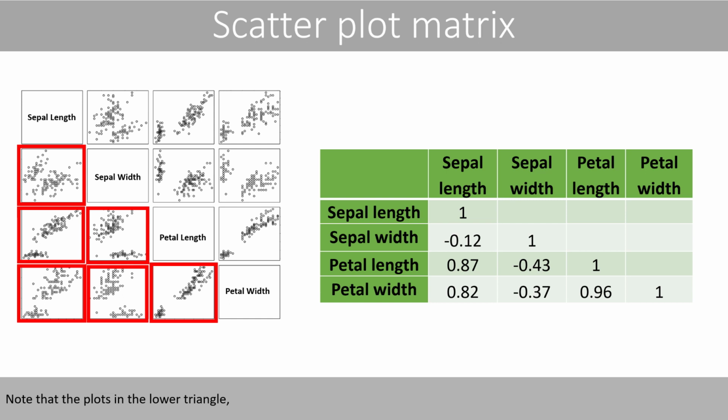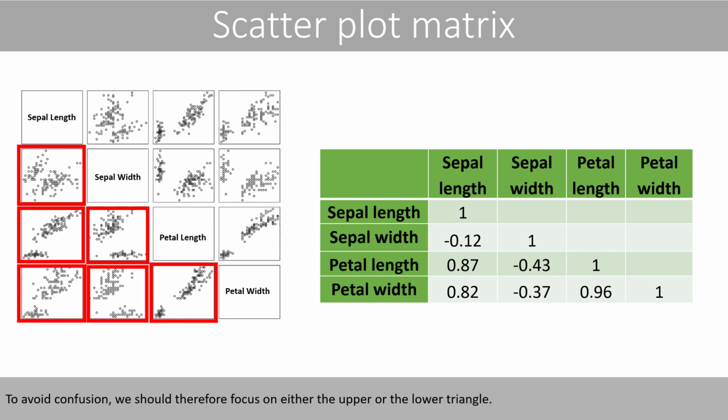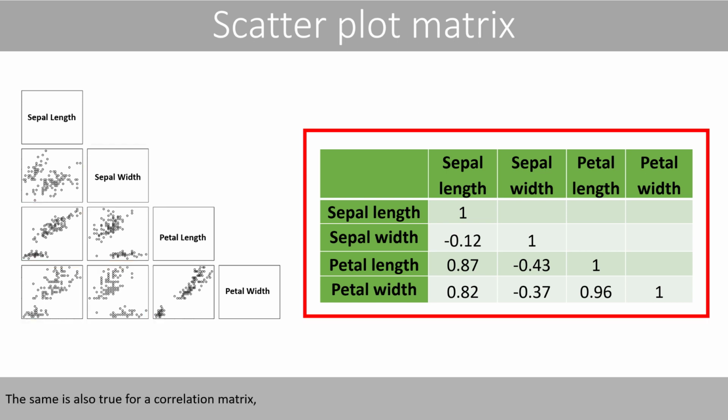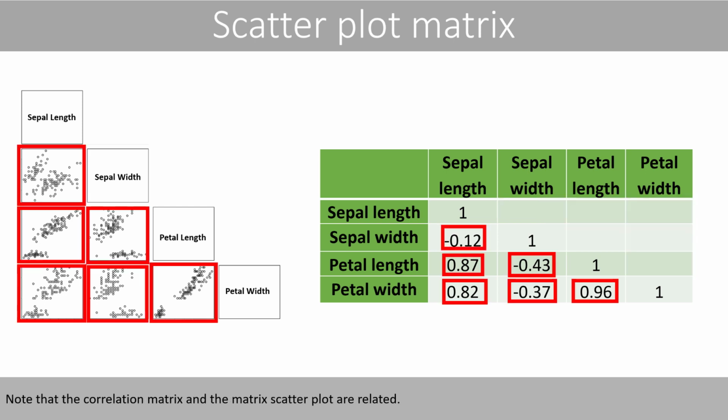Note that the plots in the lower triangle show the same thing as the plots in the upper triangle. To avoid confusion, we should therefore focus on either the upper or the lower triangle. The same is also true for the correlation matrix, which is the reason why the cells in the upper triangle are usually left empty.